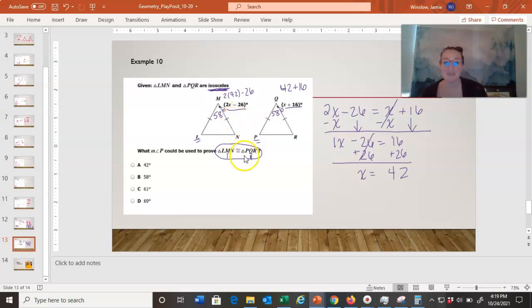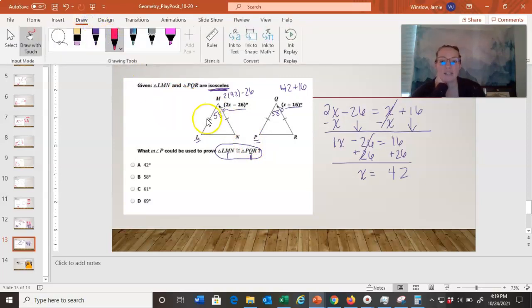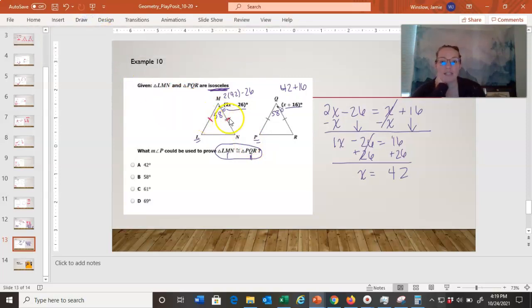All right, we still don't know anything about L or P. Any ideas? I'm wondering what you guys are thinking. The only other thing we know about these triangles is that the two sides are the same. So this is equal and this is equal. And something that's special about these triangles is if the sides are the same, so are the angles across from them. They have to be.